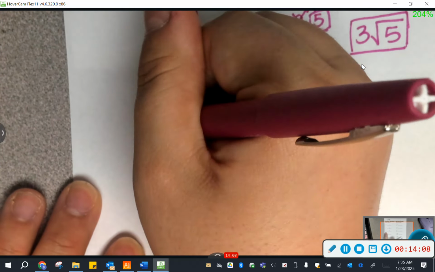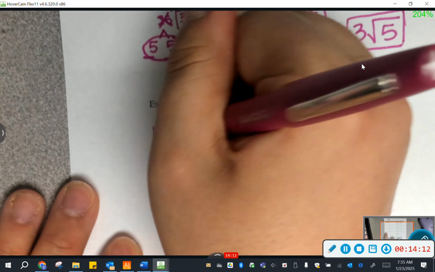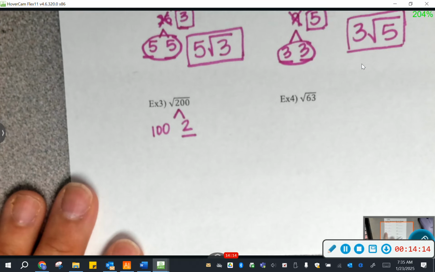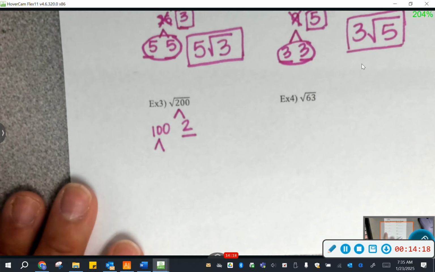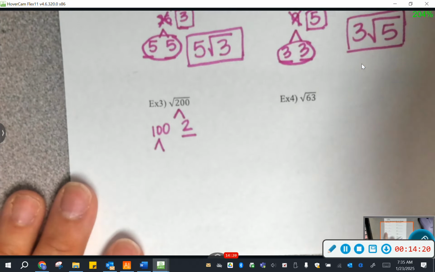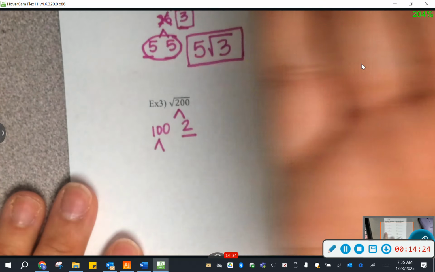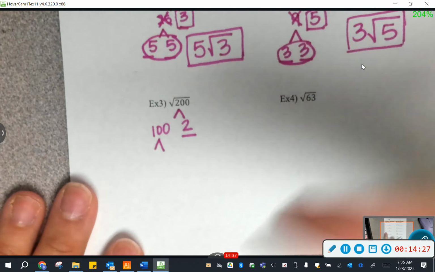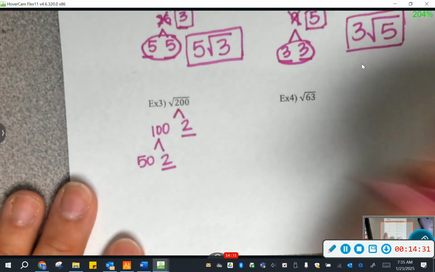I can do 100 times 2. 2 is prime. Is 100? How can I get 100? So this is where y'all might differ. Somebody might do 50 and 2. Somebody might do 10 times 10. It doesn't matter. You should end up with the same answer. Alright? I don't mind doing all the ones with 2's because it makes it easier, but it's up to you.